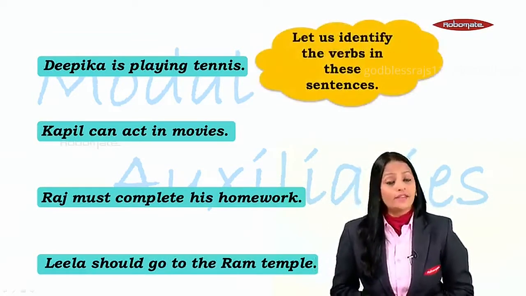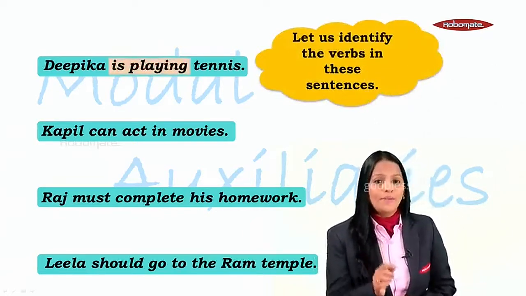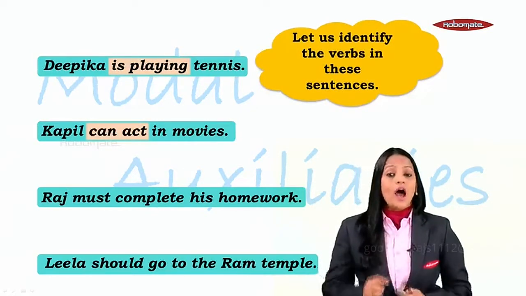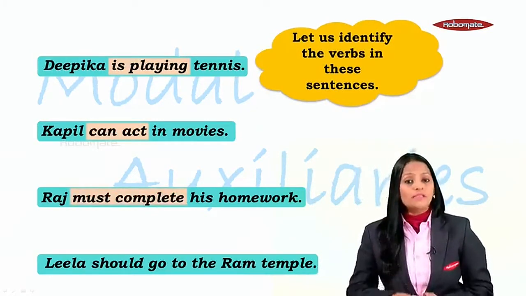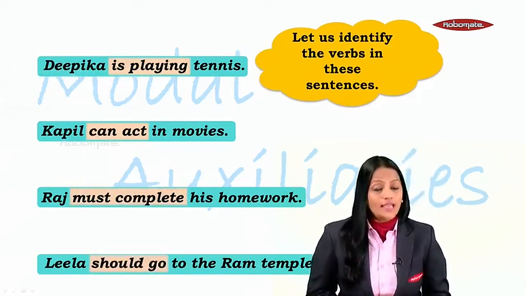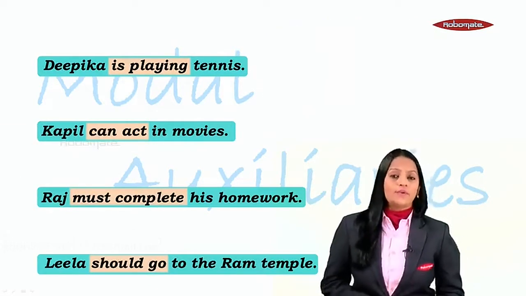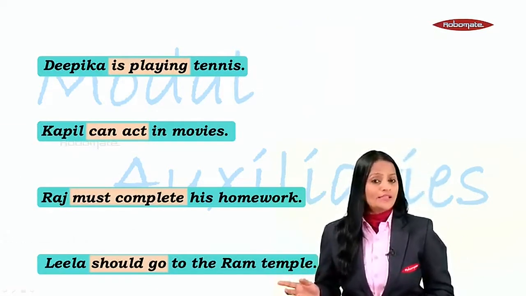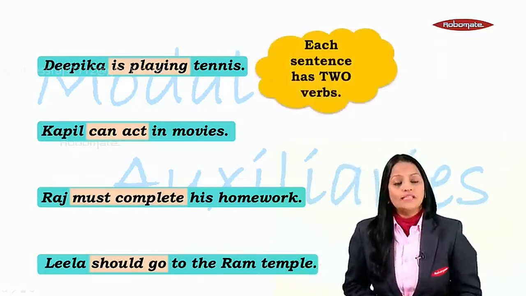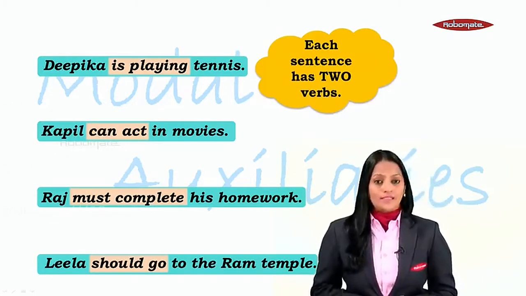Again, let's identify the verbs in the sentence. Students, here it is is playing. Then next it is can act. Raj must complete. So we have must complete as the verbs, and finally should go in the last sentence. What is the difference here, students? Very simple. Compared to the earlier sentences, those sentences had only one verb, but in these sentences, we have two verbs in all of them.